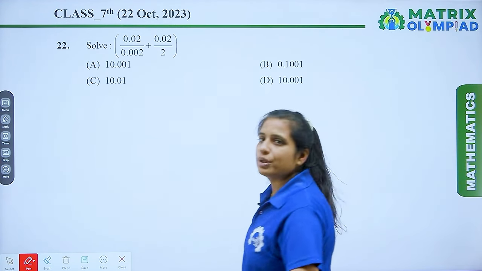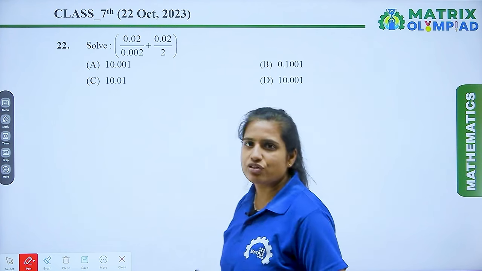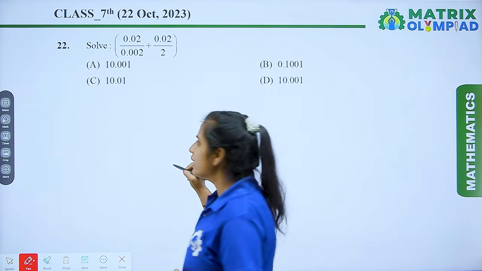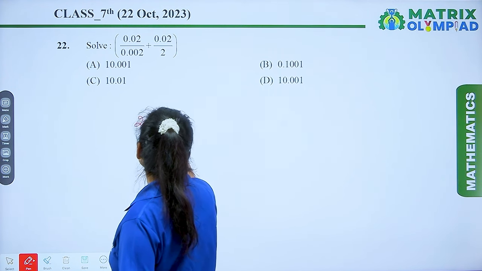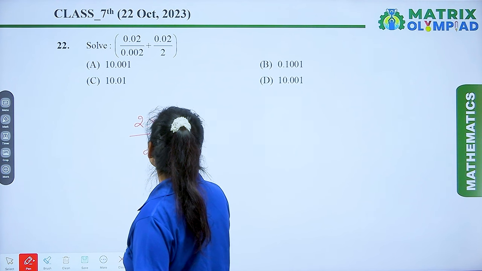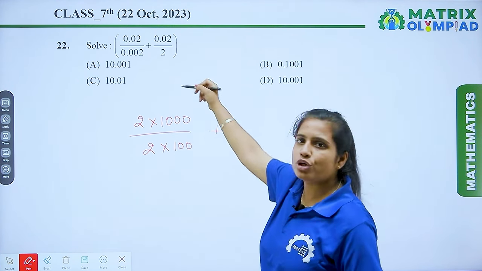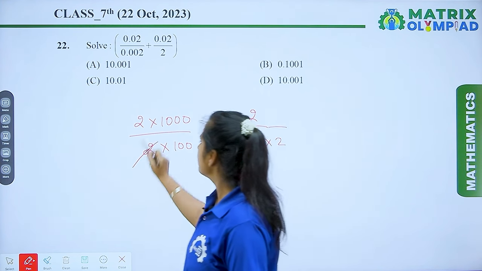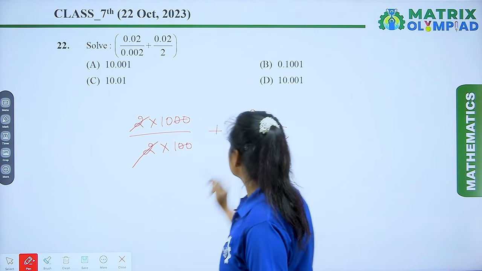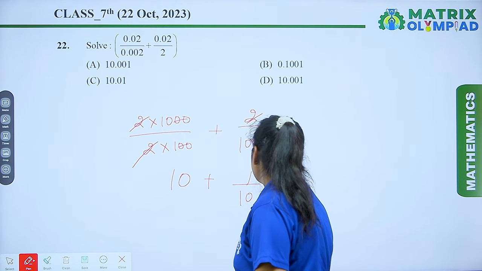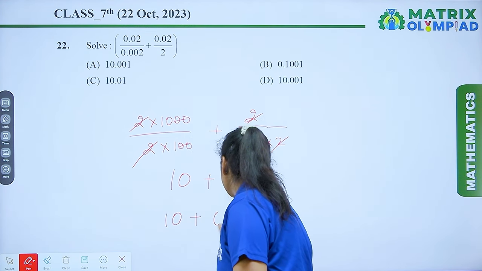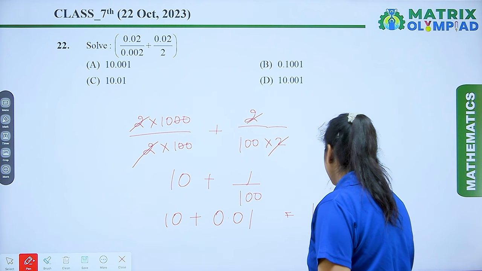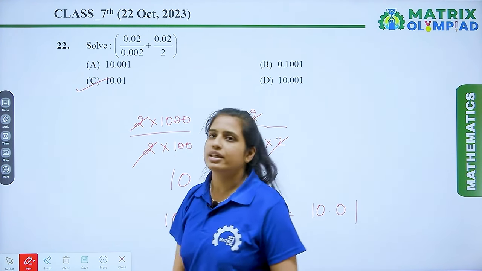Now, let's solve the next question, number 22. Here we have to solve this fraction, 0.02 upon 0.002. We can write it like this also: 2 multiplied by 1000 upon 2 multiplied by 100, plus 0.02 upon 2 written as 2 upon 100 multiplied by 2. Here, let's cancel out. Here we get 10 plus 1 upon 100. And here 1 upon 100 can be written as 0.01. So 10 plus 0.01 is 10.01. Here option C is the correct answer.